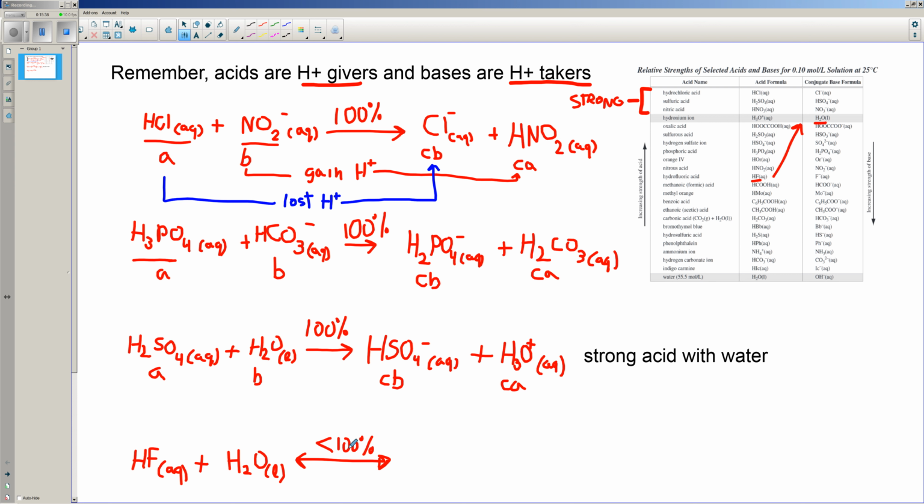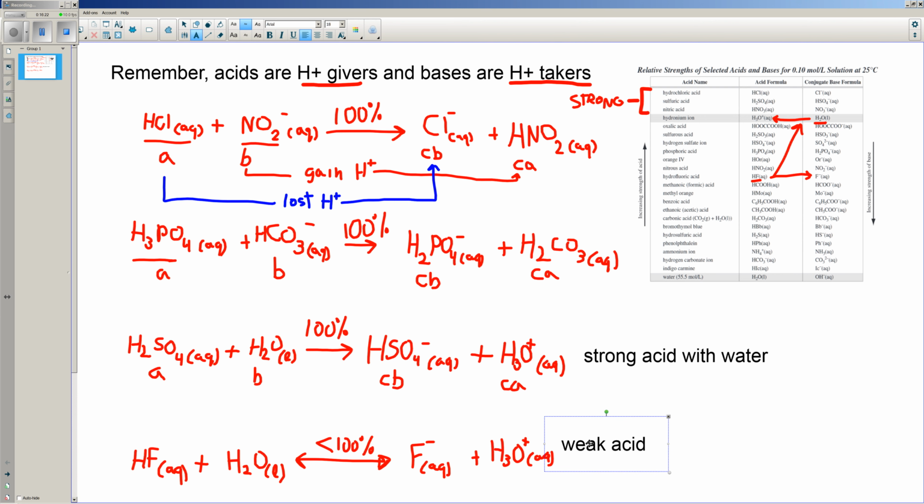But what's going to get formed? Well, we do the same move that we did before. So HF is going to become F minus, in other words, fluoride ions just floating around in the solution. And H2O is going to become H3O plus. That's our hydronium ion. Just remember, since this does not go 100% of the way, and since HF is not a strong acid, we would classify this as a weak acid reacting with water.